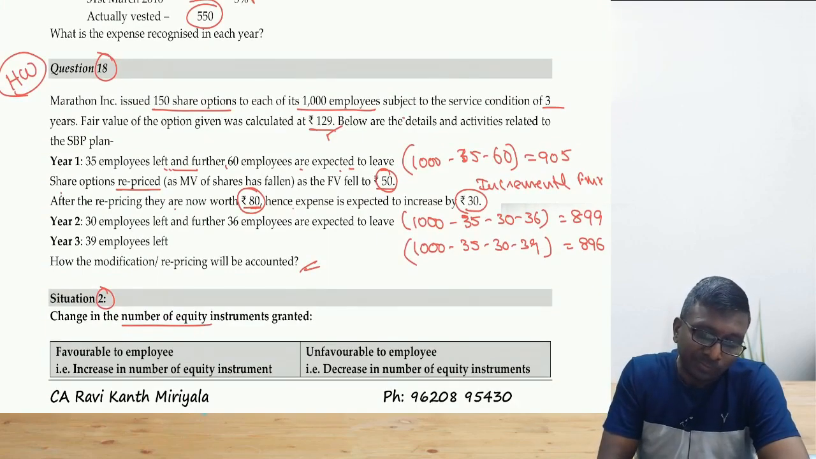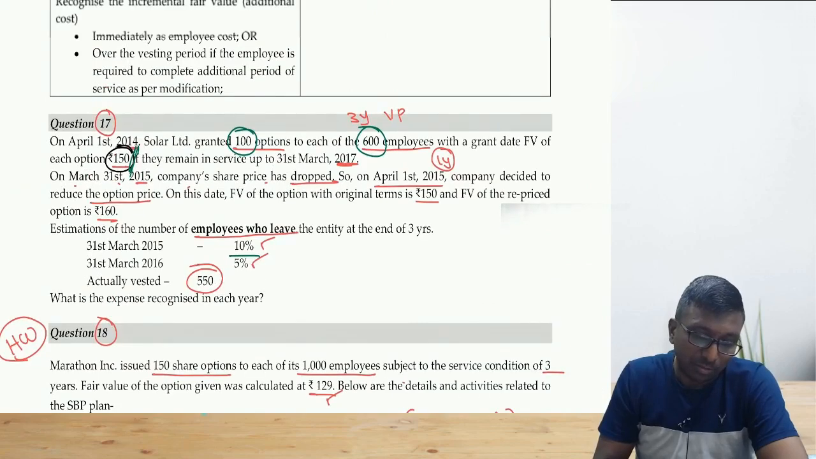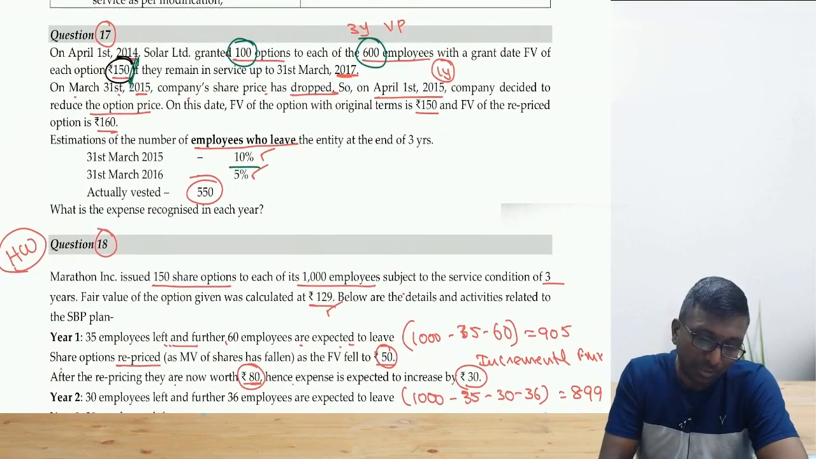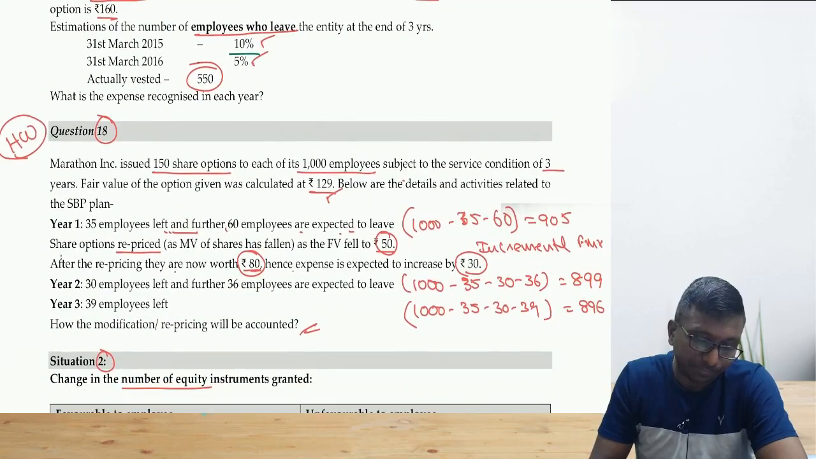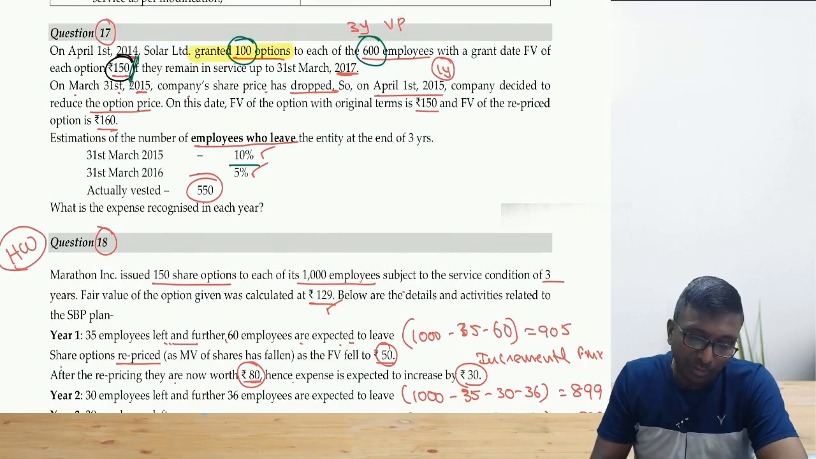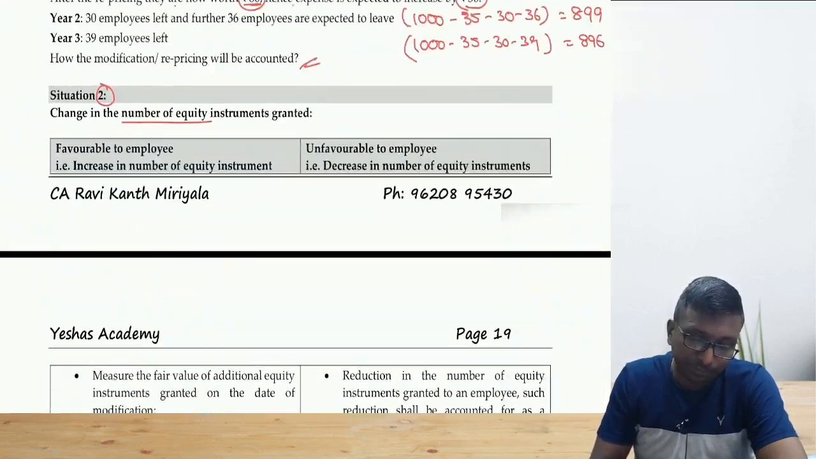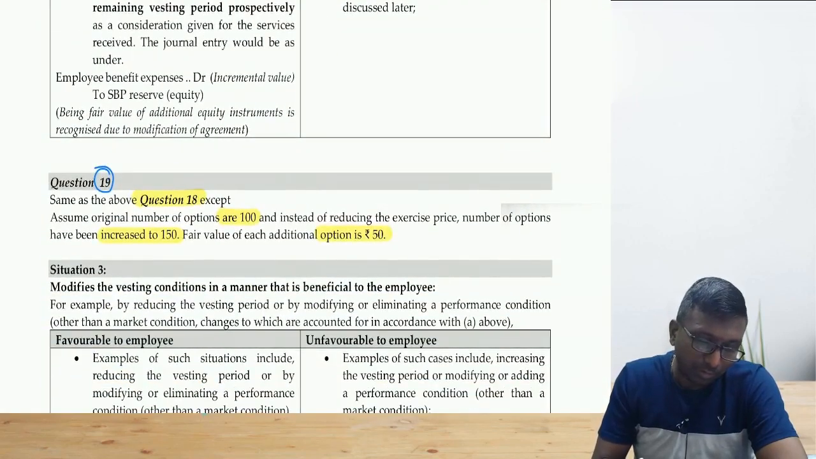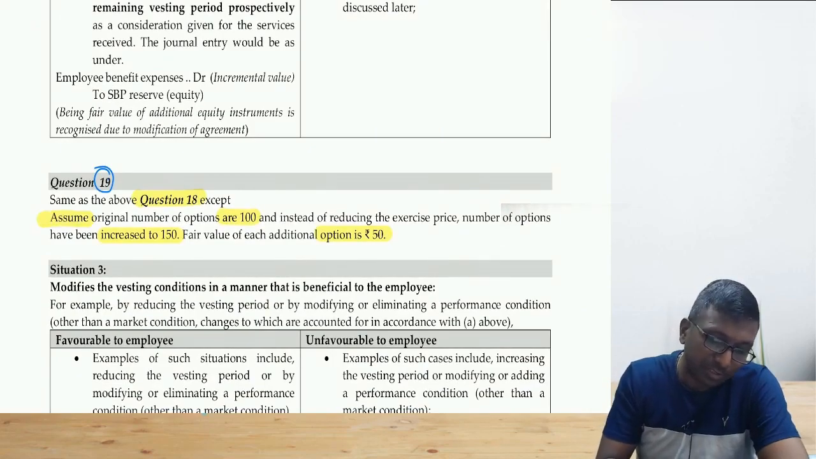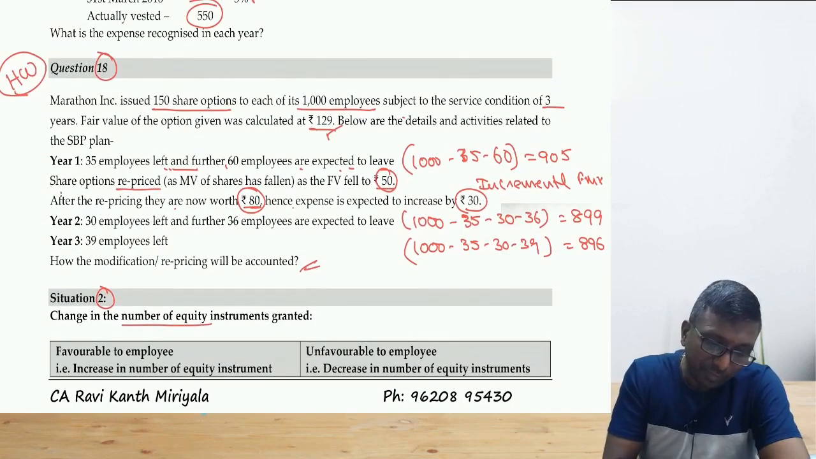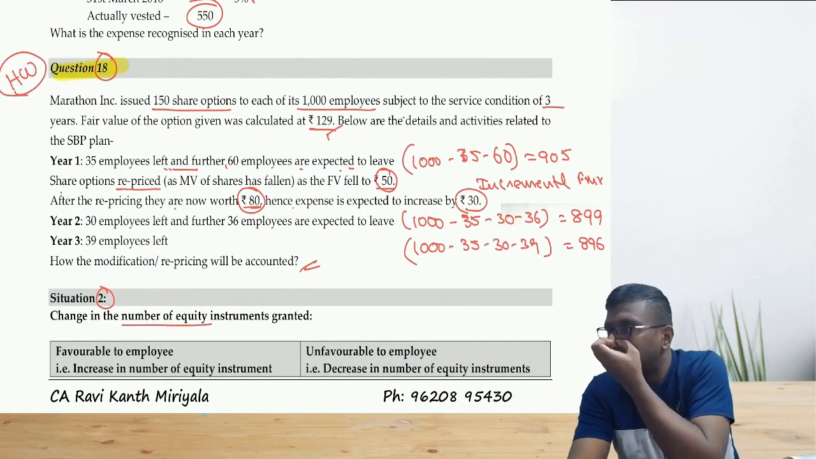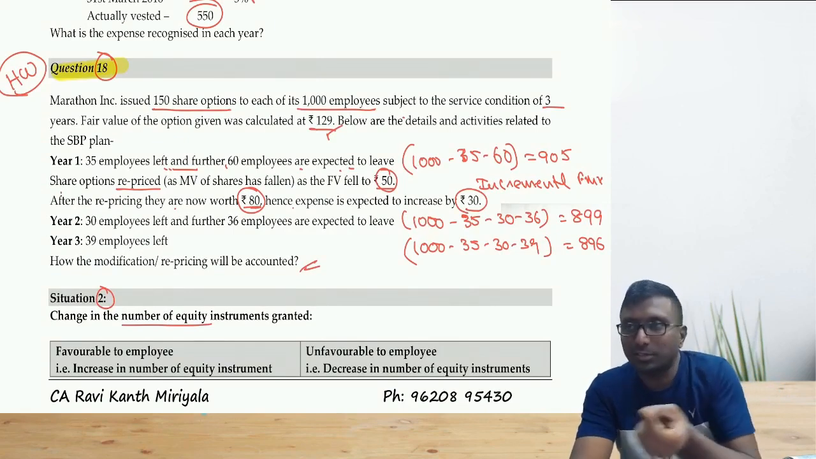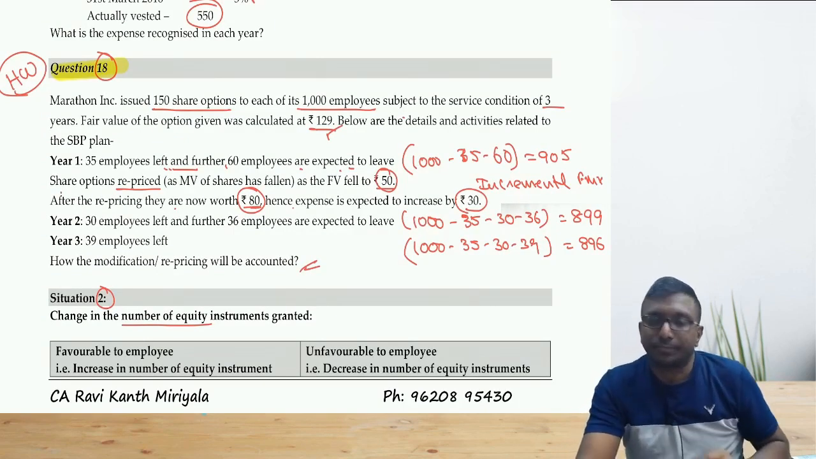Here, actually, I think this must be 17, no? Because 17 has issued the 100 options. Correct, no? And what is the value of the option you said? 50. Assume original options are 100. Okay, fine. Continuation to 18 only, we will say. Anyhow, you didn't do this, na? Homework. We'll do it once again. It's just addition, no?